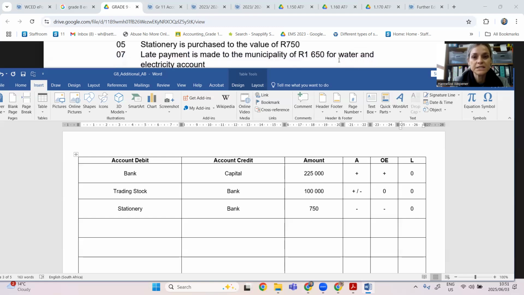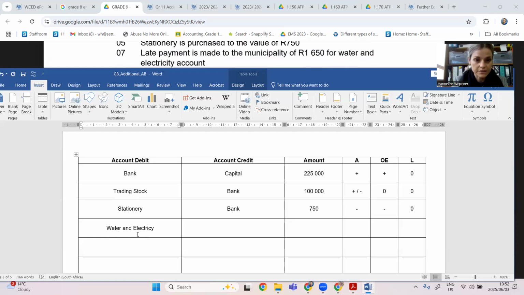Then late payment is made to the municipality for water and electricity. You don't care if it's late or not, you have to record it in your books. So you made payment once again. So you once again have less money in your bank. The reason why you have less money is because you paid this water and electricity account. So water and electricity is an expense. Remember, you don't own the municipality electricity. You don't own the municipality or ESCOM when you're making this payment. You're only making payment for what you have used. Once you have used that, you have to buy again. So that's why it's not an asset.